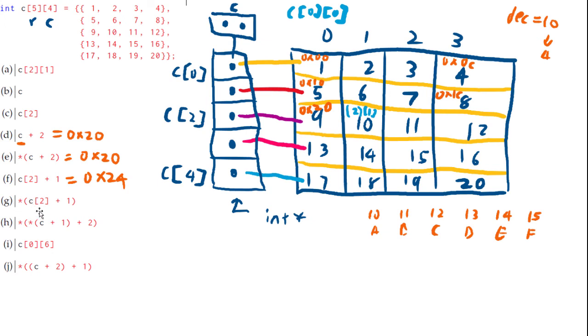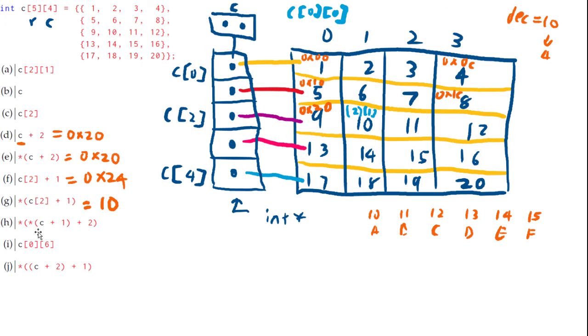Now let's look at question G. Question G is C2 plus 1. So we go to C2 again. And remember, in array notation, that means we already dereference, so we're at this position. If we are at C2 plus 1, that means we advance one time. We get this address, and when we dereference it, we get the value of 10.